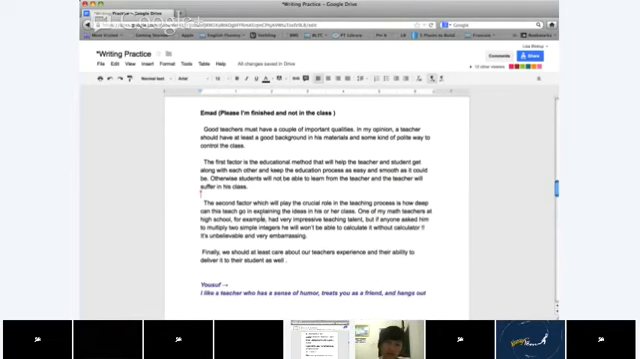The second factor, which plays a crucial role in the teaching process, is how deep this teacher can go in explaining the ideas in his or her class. One of my math teachers at high school, for example, had very impressive teaching talent, but if anyone asked him to multiply two simple integers, he couldn't calculate it without a calculator. I would say it was unbelievable and very embarrassing.